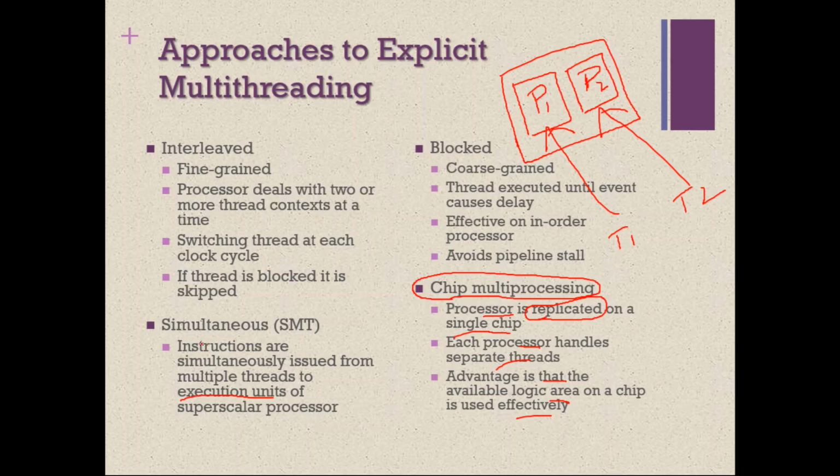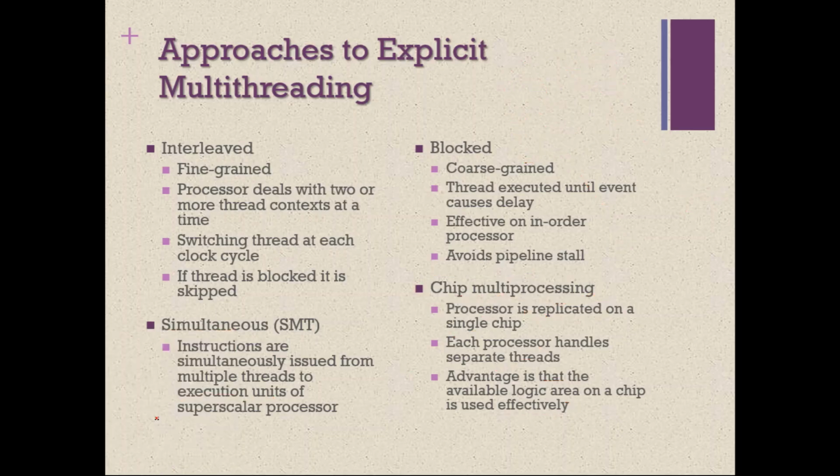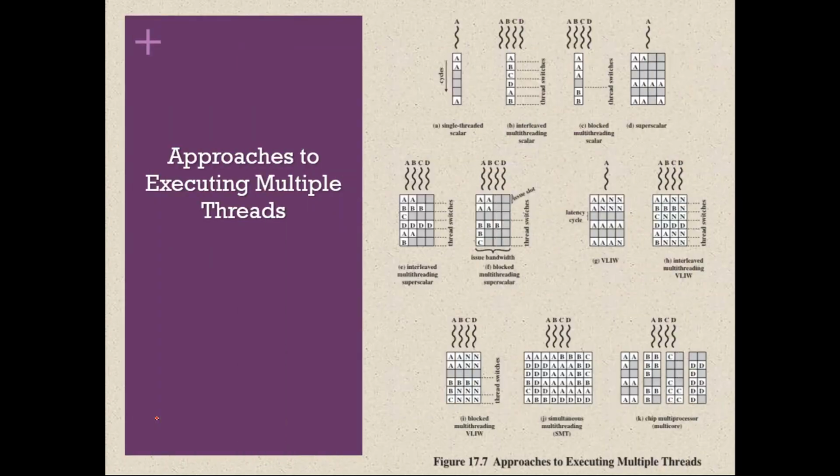So I think you understand the difference between simultaneous multi-threading and chip multiprocessing. In simultaneous multi-threading, there is only one processor, but inside the processor we may have more than one logical unit, like multiple execution units. But in chip multiprocessing, we really have multiple processors inside a single chip. Based on this, the approaches to execute multiple threads are classified into these 11 categories.